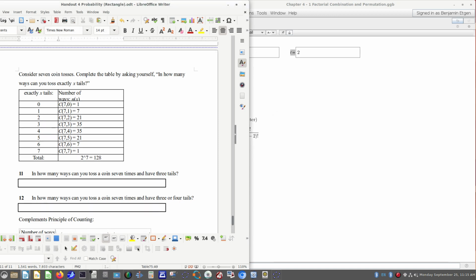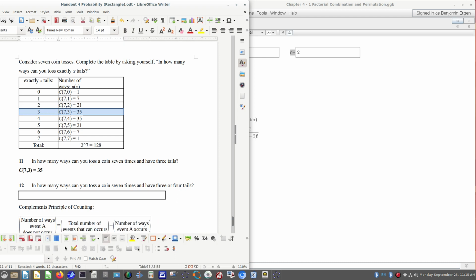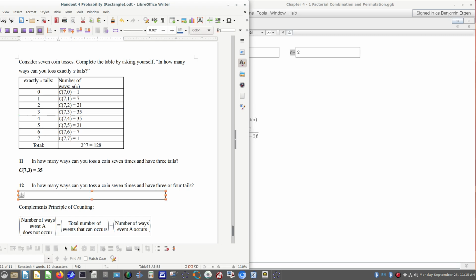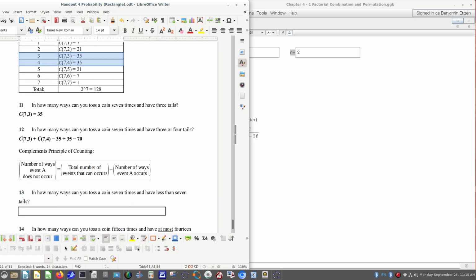In how many ways can you toss a coin 7 times and have 3 tails? Now it's asking us to look at this table, and that's of course getting exactly 3 tails among 7 tosses. In how many ways can you toss a coin 7 times and have 3 or 4 tails? Now we're going to add up the 3's with the 4's, that's 2 35s or 70.